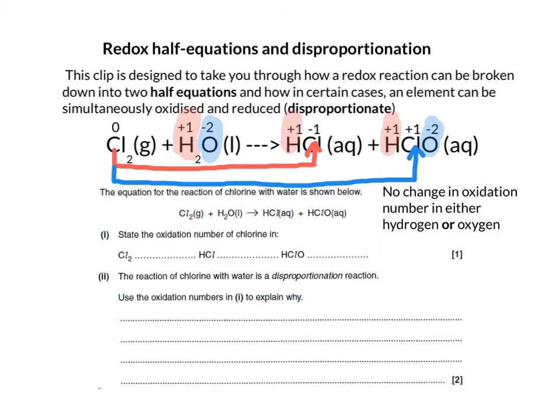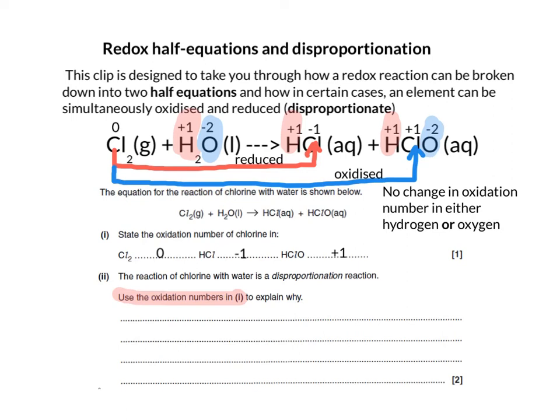If we now put the lines in, you can see quite clearly that chlorine is disproportionated. So each atom in the chlorine molecule on the left-hand side has had a separate thing happen to it. One has been reduced, one has been oxidized. So now we can put the oxidation numbers in our answer. So in the second part of the question it says use the oxidation numbers in part 1. So what that means is we've got to refer to them.